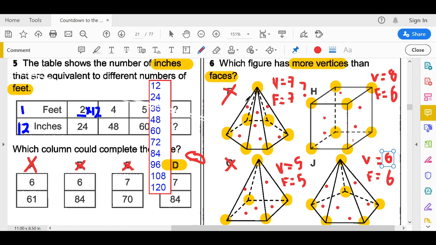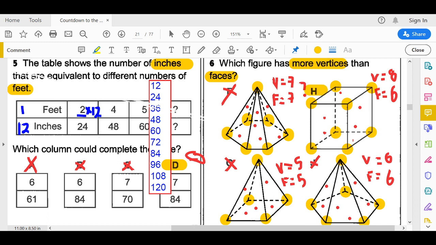So you notice here that these pyramids, because they have a triangle and it looks like a pyramid, they have the same number of vertices and faces. 7 and 7, 5 and 5, 6 and 6. Okay. Whereas the cube, it has 8 vertices but only 6 faces, so that should be our right answer. So letter H is the right answer here.